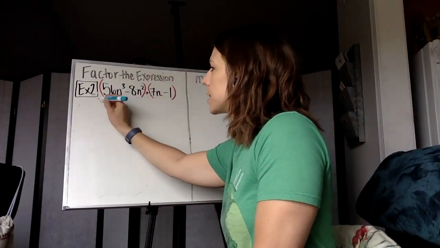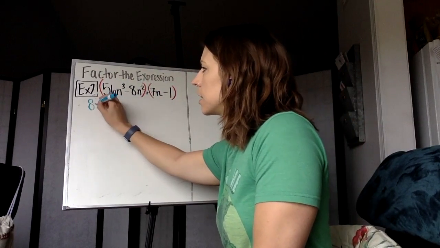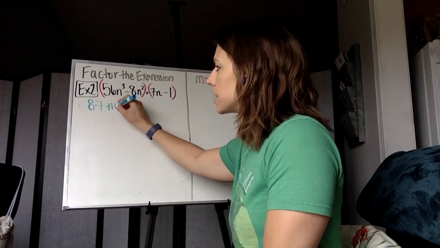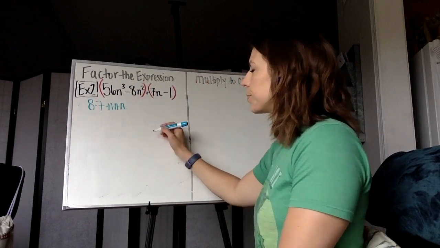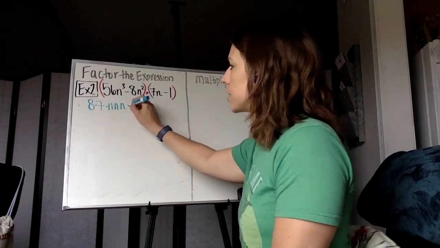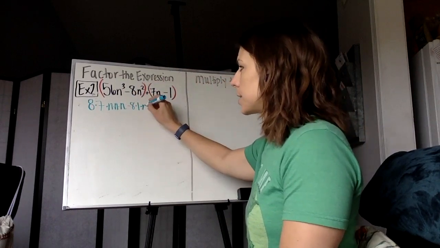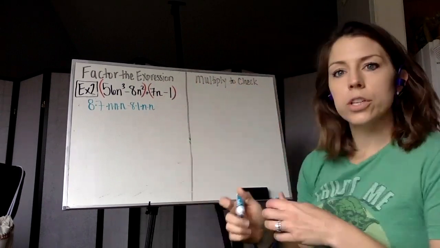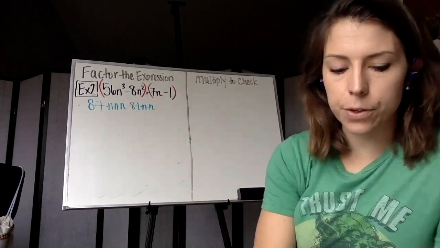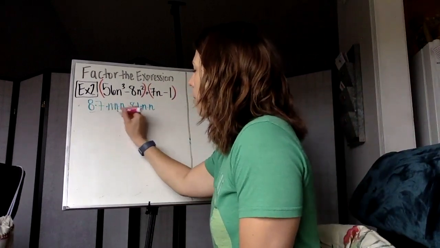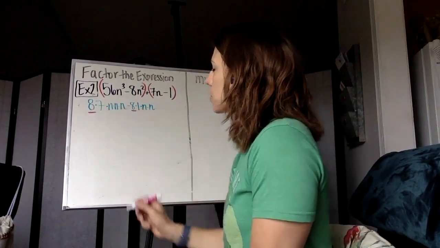So here we go. 56n cubed is 8 times 7. That's how we get 56. And then n cubed is just n times n times n. Minus 8n squared is just minus 8 times 1. That's how you get an 8 times n times n. So those are basically the products of the first 2 terms. What do they have in common? Well, they have an 8 in common. We knew that because that's what we were factoring out.